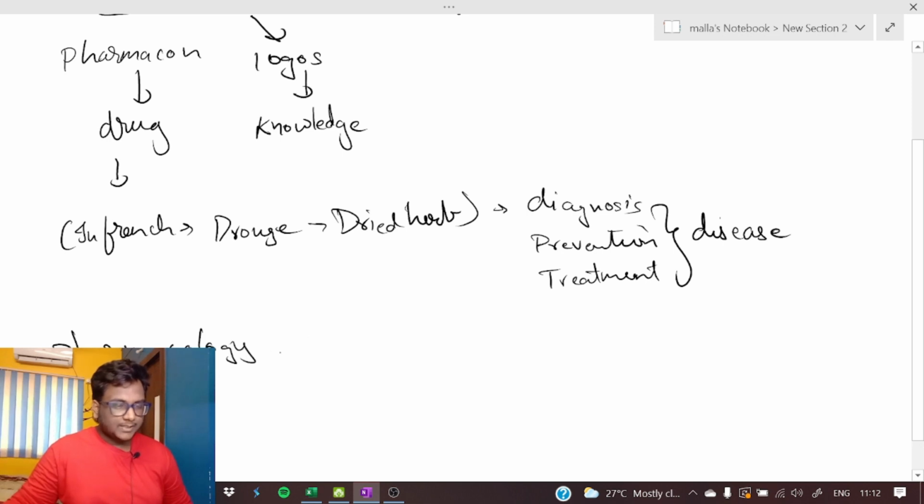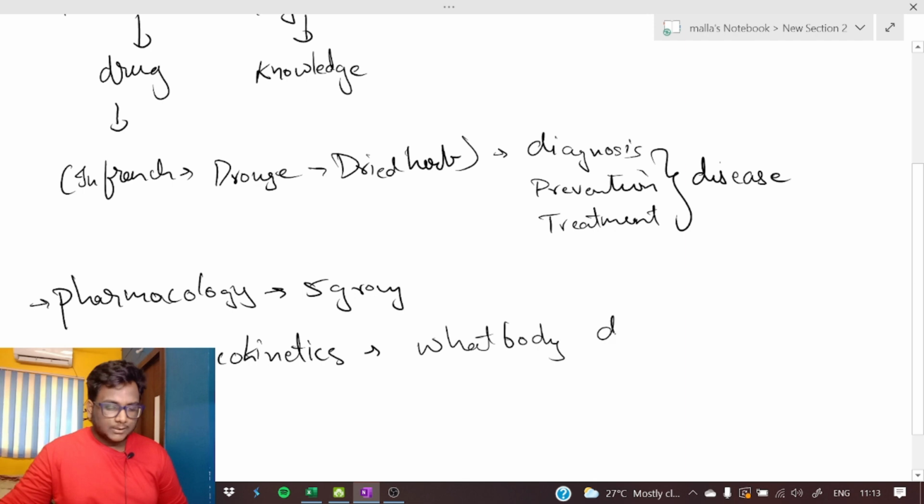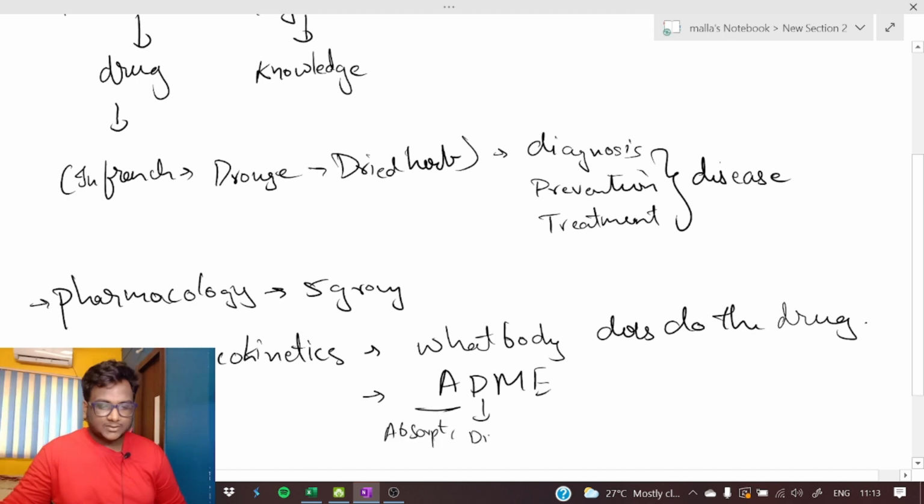Now pharmacology is mainly divided into 5 groups. The first one is pharmacokinetics, which means what the body does to the drug. It is mainly ADME: A for absorption, D for distribution, M for metabolism, and E for excretion.